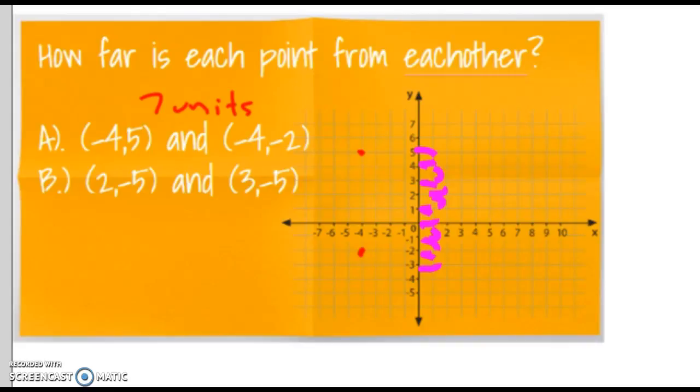And then the next 2 points we're going to graph are 2, -5, and 3, -5. And then you should be able to pretty much see that those are 1 unit away from each other.